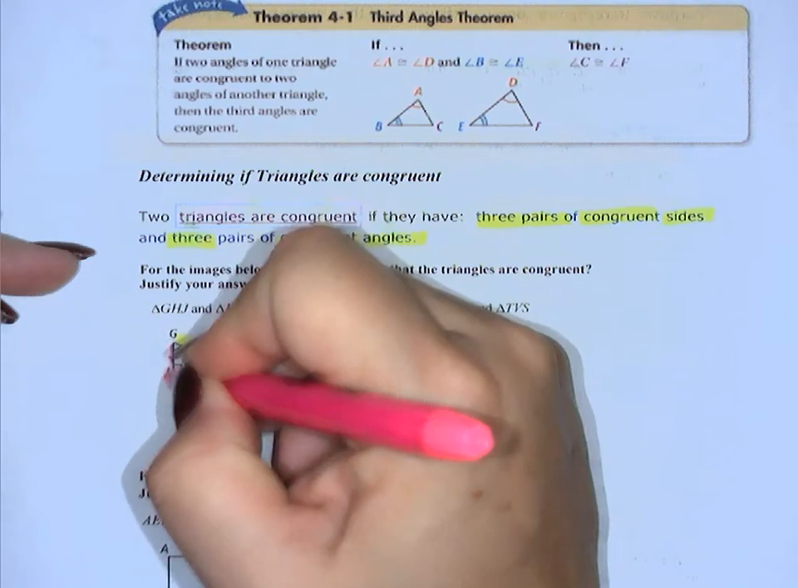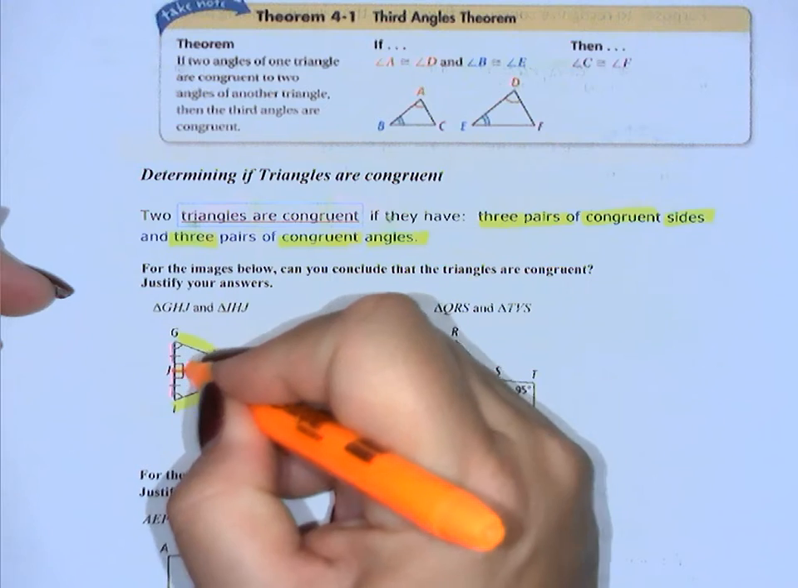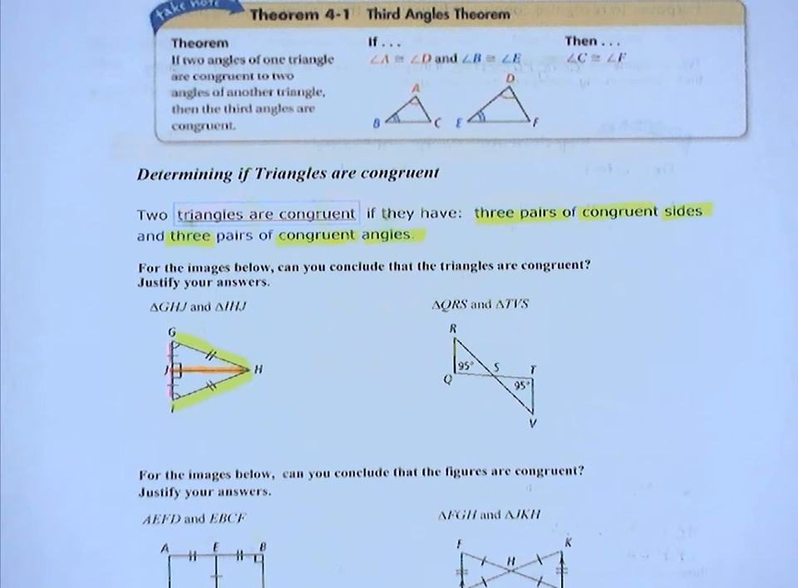These are congruent because it's given. And is the third side congruent? Yes, it is, because of the reflexive property. That side is congruent to itself. So I have the 3 sides, so I've met the 3 side part. So then the question is, are the 3 angles congruent?